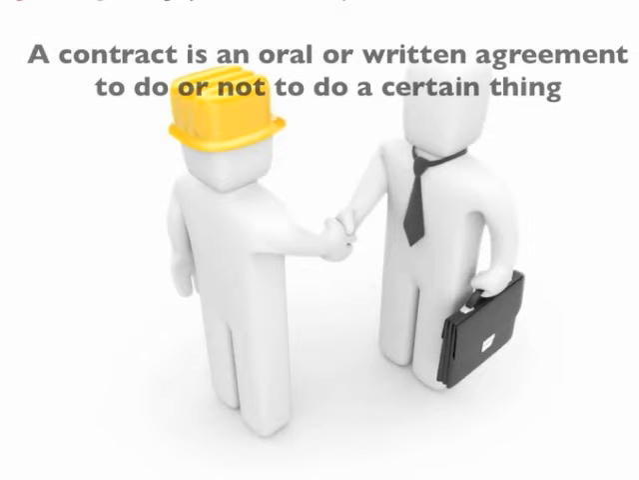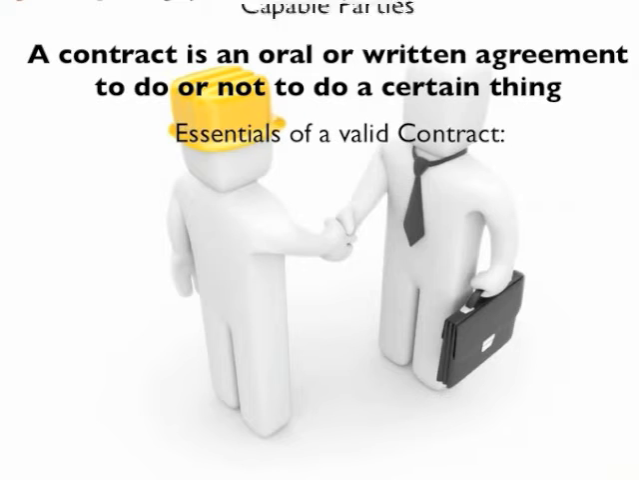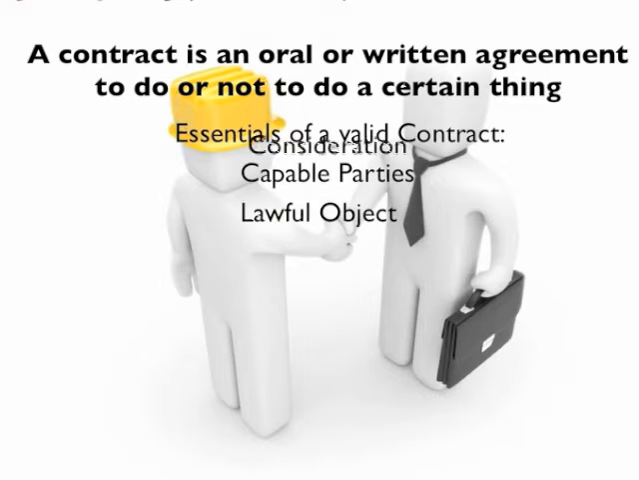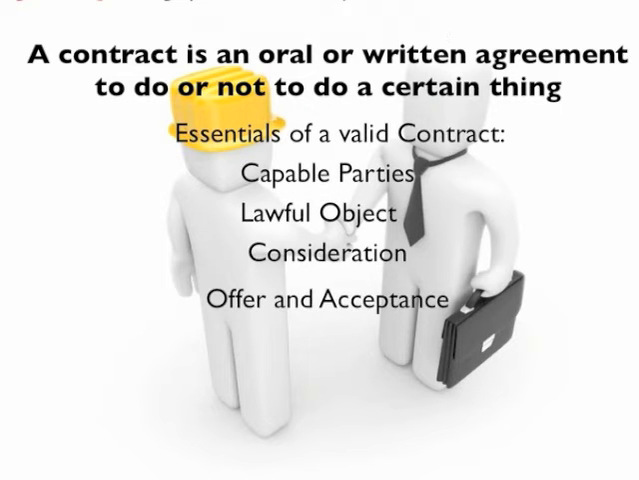A contract is an oral or written agreement to do or not to do a certain thing. Today we are talking about the 4 essentials of a valid contract. Real quick, let's list them. Capable parties, lawful object, consideration, and offer and acceptance.